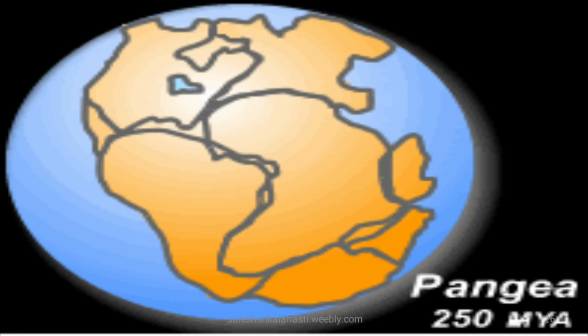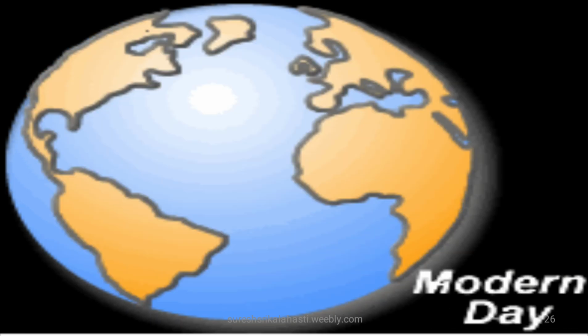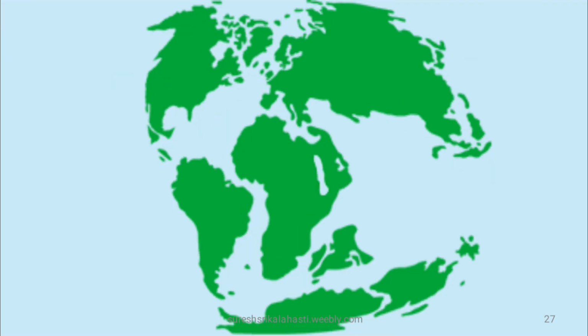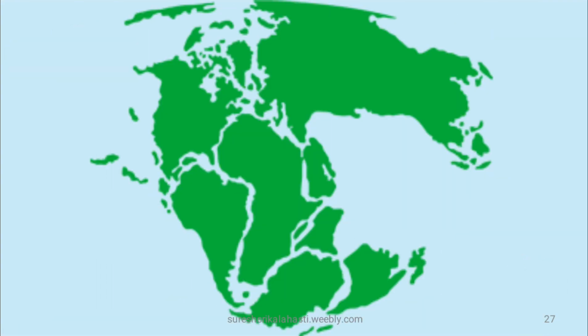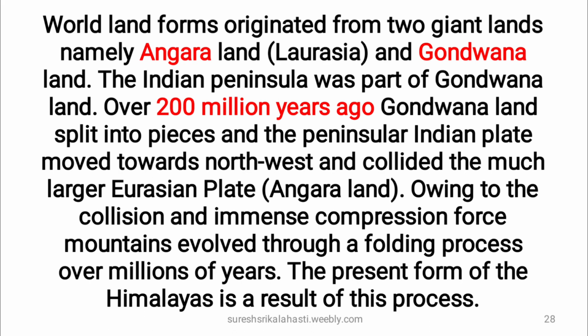See, observe here, once upon a time all the continents were like this. This is known as Pangaea. It may have taken 250 million years to form today's continents and countries. So like this, all the continents moved and separated. Maybe it may take more than 200 million years.